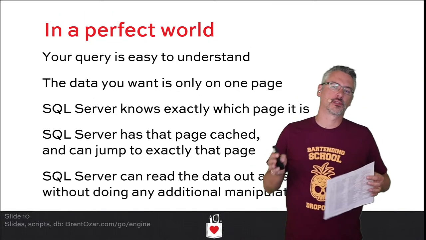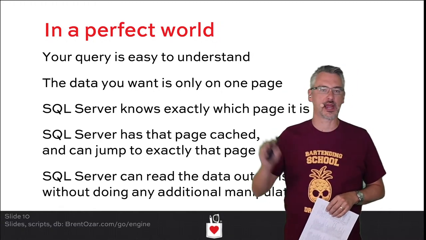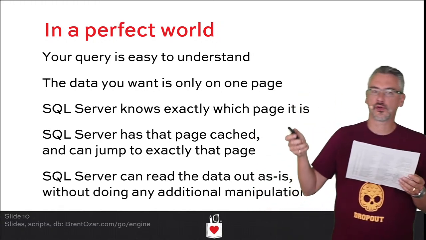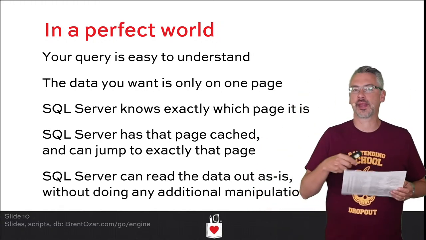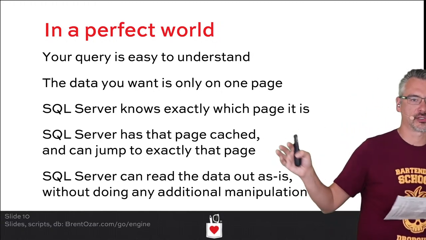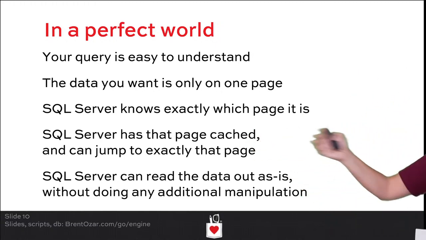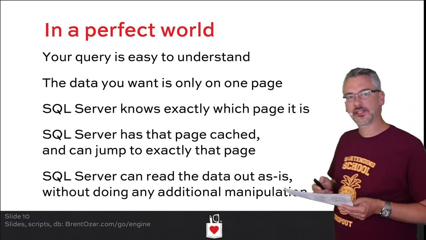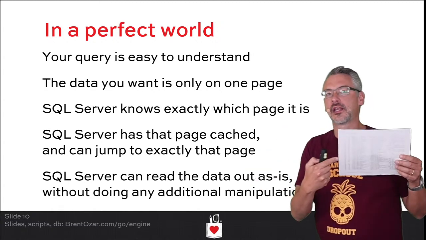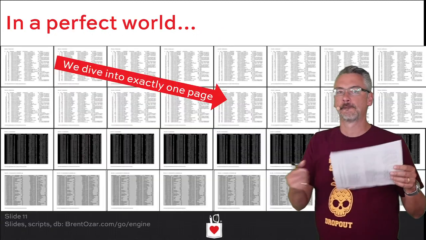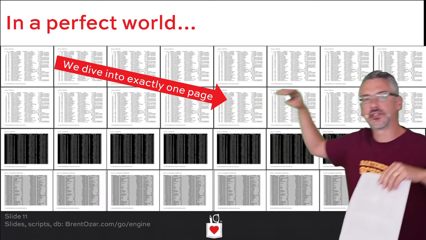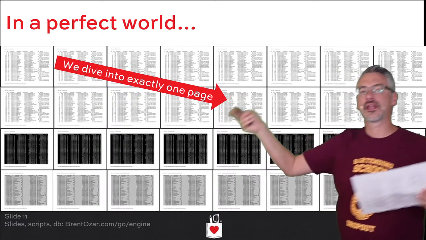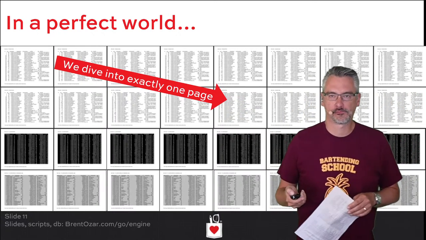In a perfect world, your query is easy to understand. The data that you want is just on one 8K page, and SQL Server can rapidly figure out which 8K page that is. SQL Server is able to grab that page directly out of memory and then just read the data out for you as is. For example, if I say, go get me user ID number 12345, SQL Server can dive bomb in to exactly the page where user 12345 lives and read that data out for you right away.